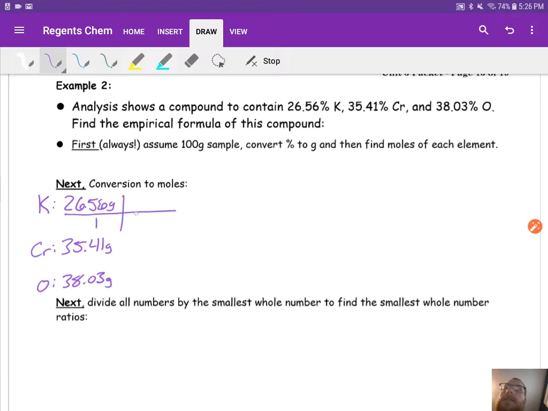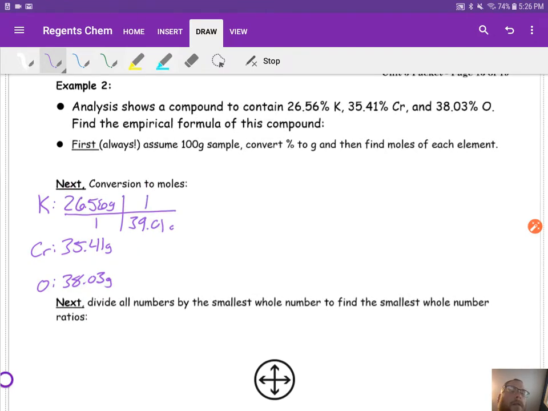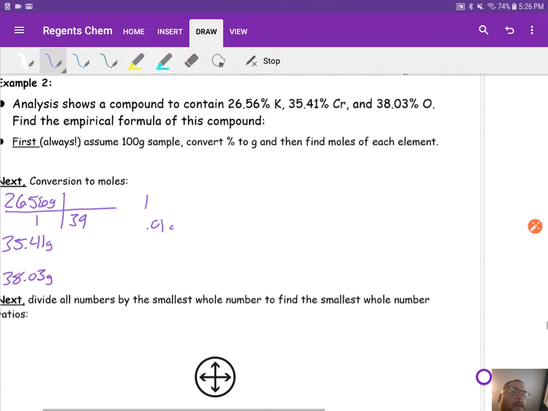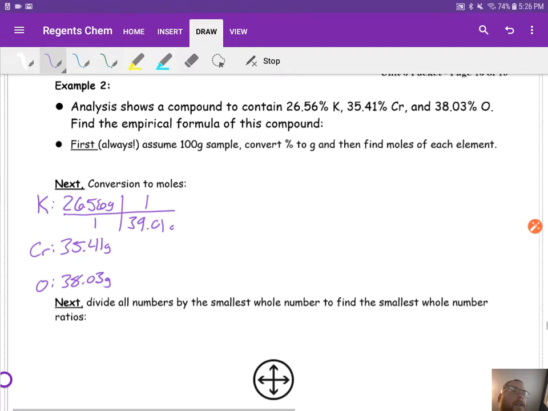So potassium, we have 39.01. Oh my goodness. Grams. Bear with me here. I don't know what's going on, guys. There it is. It's not what I wanted to happen. There we go.